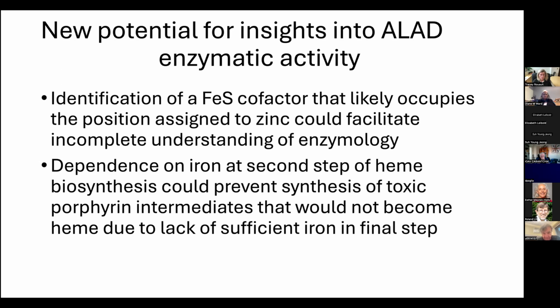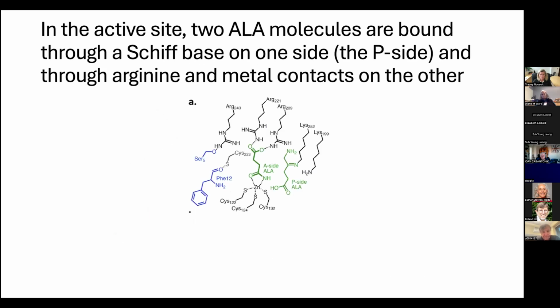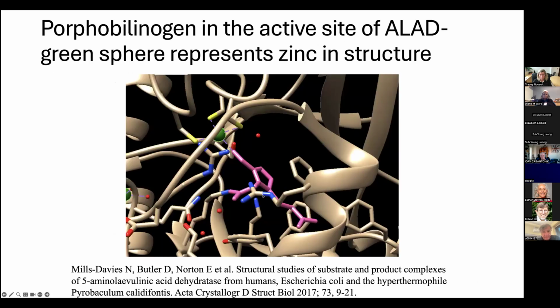And as I mentioned before, dependence on iron at the second step of heme biosynthesis could prevent synthesis of toxic porphyrin intermediates. If you look at ALAD, one monomer has a hydrophobic pocket into which several lysines stick, and they form a Schiff base with one of the ALA molecules. Here is ALA side by side with the lysines binding it. And here is how it's been modeled with zinc, which is bound to 3 cysteines. And this is the crystal structure of that, with the zinc shown here in green.